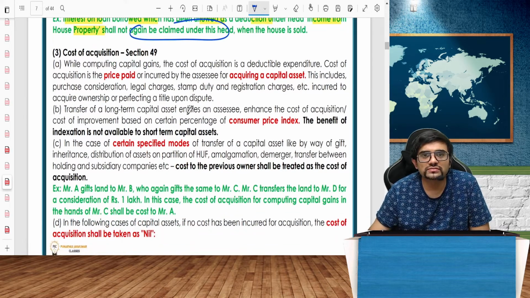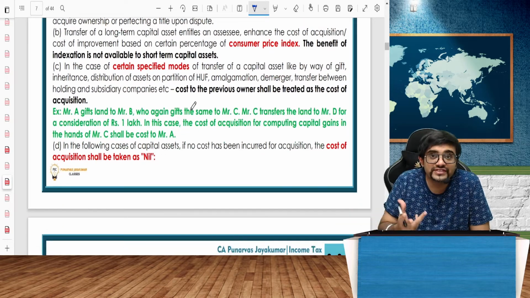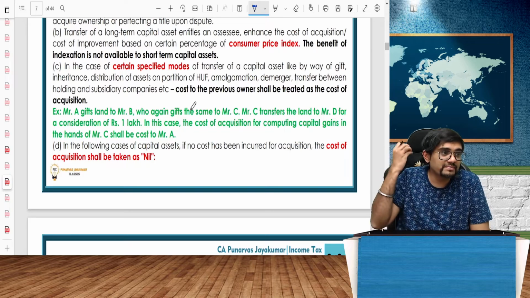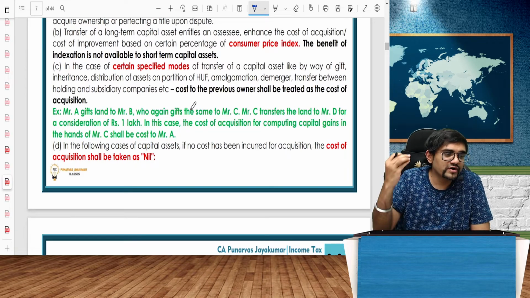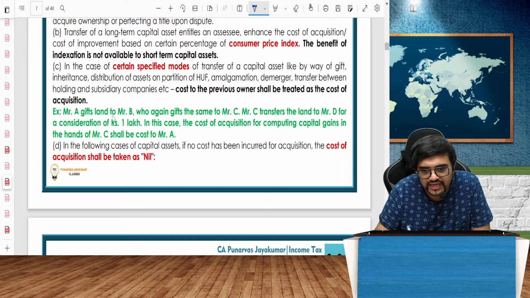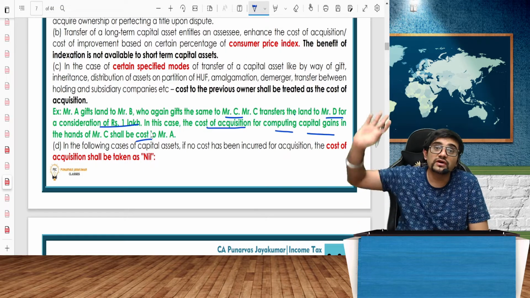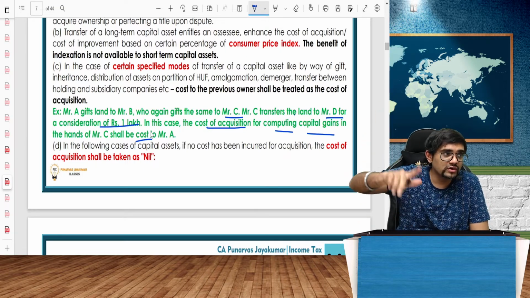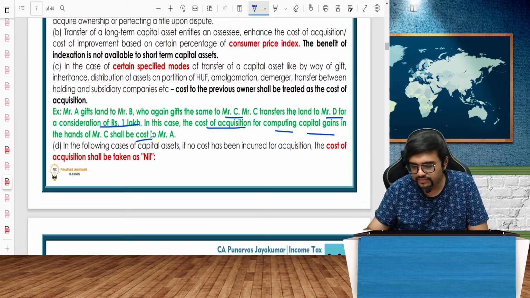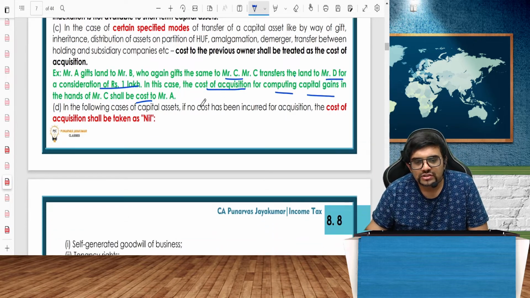Cost of acquisition. Cost of acquisition is the price paid for acquiring the asset. So basically it should be indexed. But if there is a gift, the cost will flow from the previous owner. For example, A gifts land to Mr. B, who again gifts the same to Mr. C. Mr. C transfers the land to Mr. D for a consideration of 1 lakh. In this case, cost of acquisition for computing capital gain should be whatever A bought it for. He kept on gifting to me, no? Whatever he bought for, same thing, it will come here.